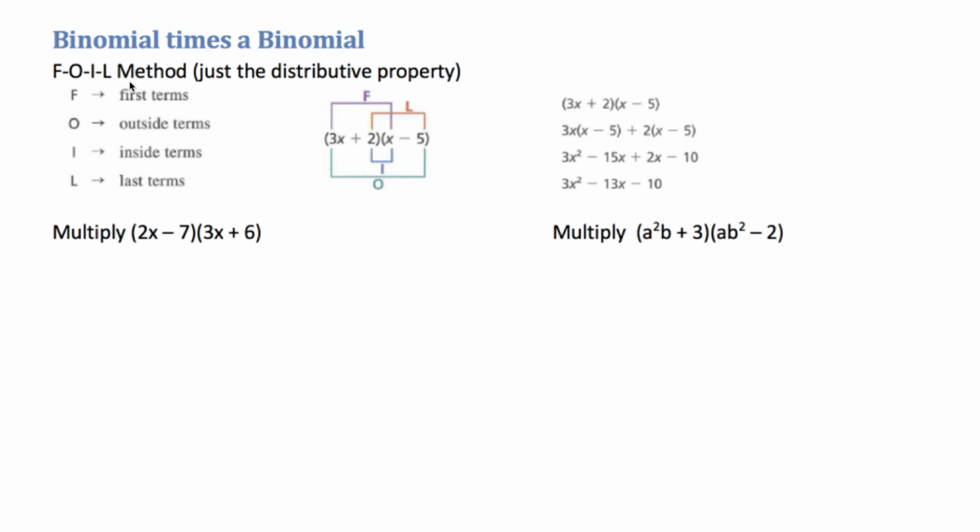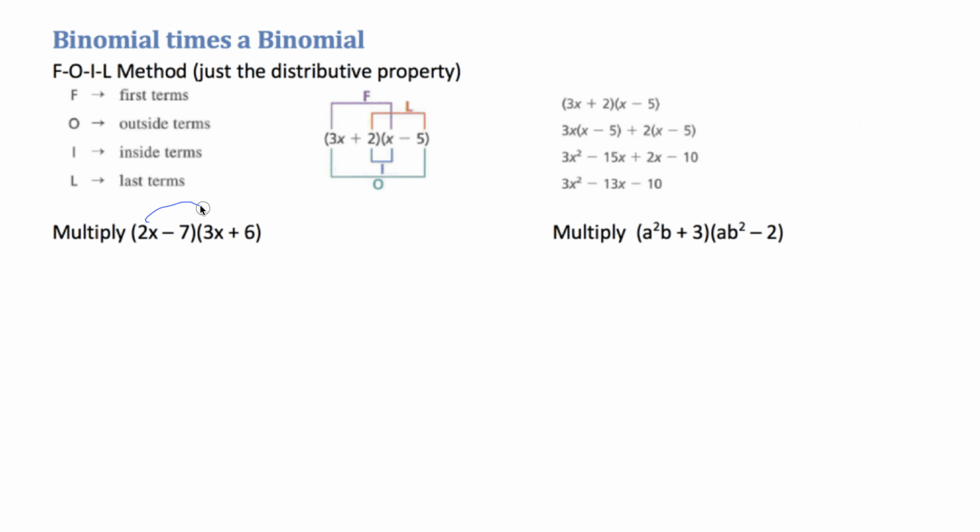Next, we're going to look at a binomial times a binomial. We can talk about this FOIL method. You also can just make sure you use the distributive property. The FOIL method is you multiply the first terms, so you see the F here, first of each binomial, then the outer terms, then the inside terms, then the last terms. So really it's just multiplying each term in this first binomial times each term in the second.